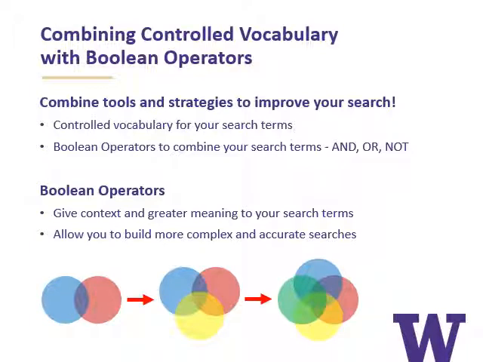We're going to go over how to combine your controlled vocabulary terms and keywords with Boolean operators. Boolean operators are a tool that allows you to improve and refine your search results by combining your search terms using the words AND, OR, and NOT. Boolean operators give context and greater meaning to your search terms. The way that you combine terms shows the relationships between these ideas. They allow you to build more complex and accurate searches.